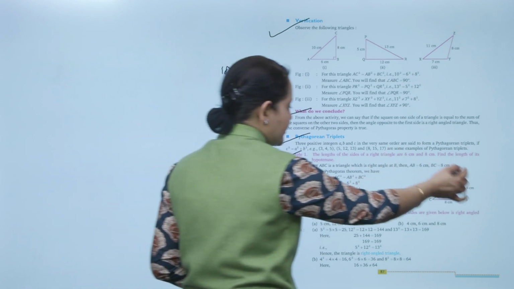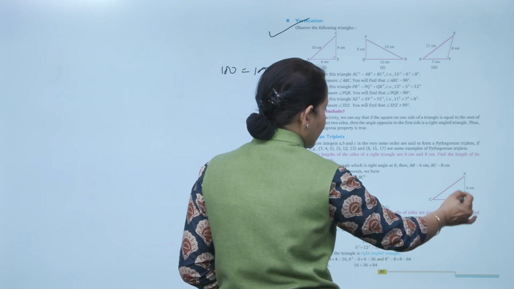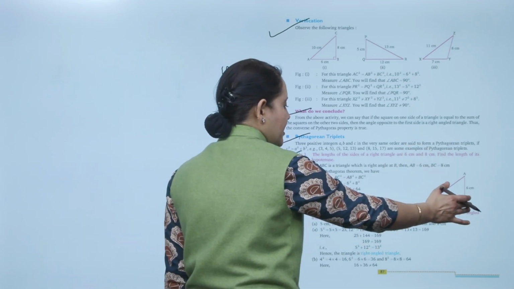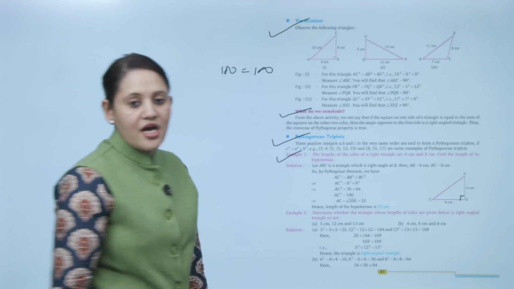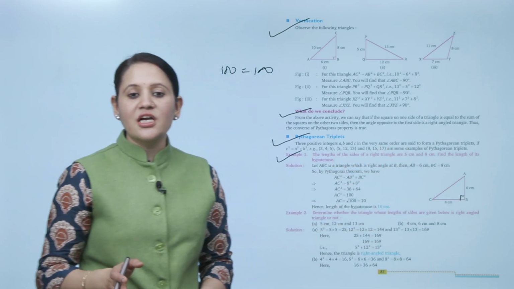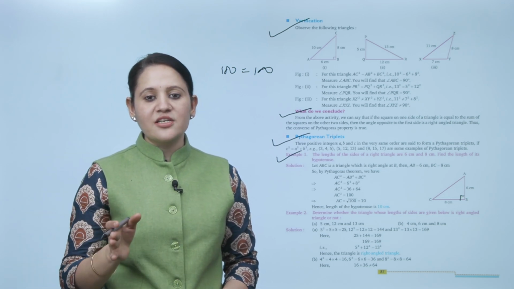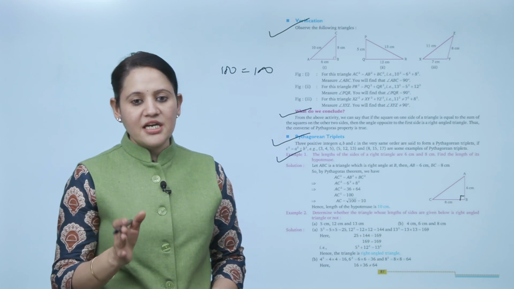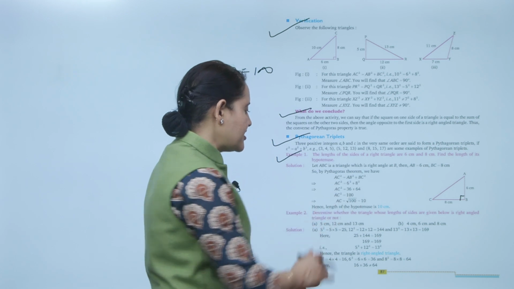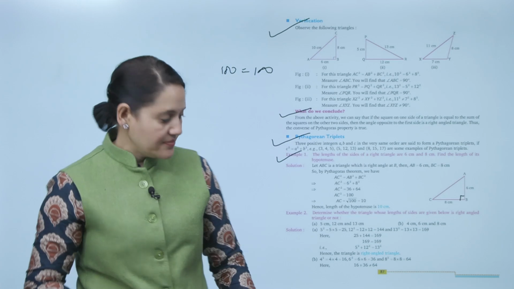Let this triangle ABC be given, which is right angled at B, means AC is the hypotenuse. Here AB is given 6 centimeter and BC is given 8 centimeter. According to Pythagoras theorem, AC square, means hypotenuse square, will be equal to what? AB square plus BC square. So AC square equals 6 square plus 8 square, 36 plus 64, that is 100. So AC equals what? Removing the square we get the root, root 100 equals 10. Hence the length of the hypotenuse is 10 centimeter.